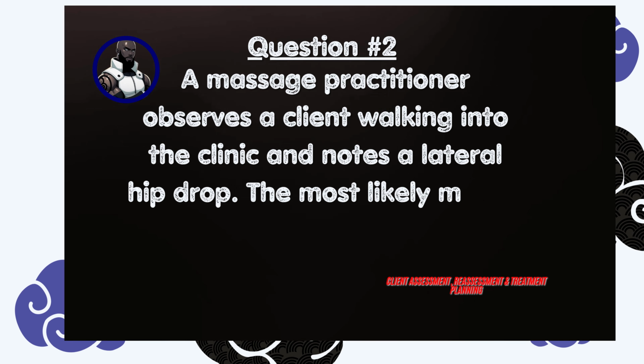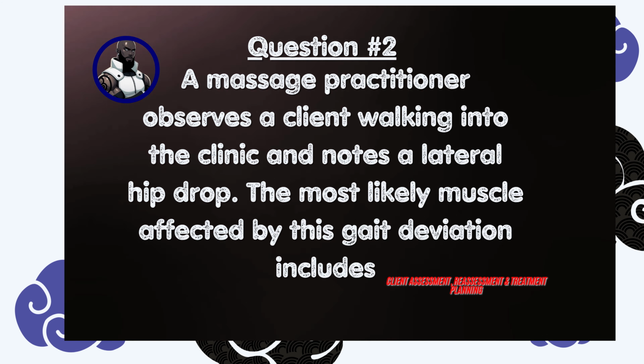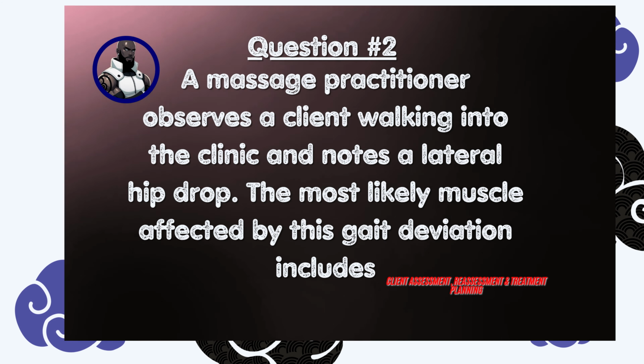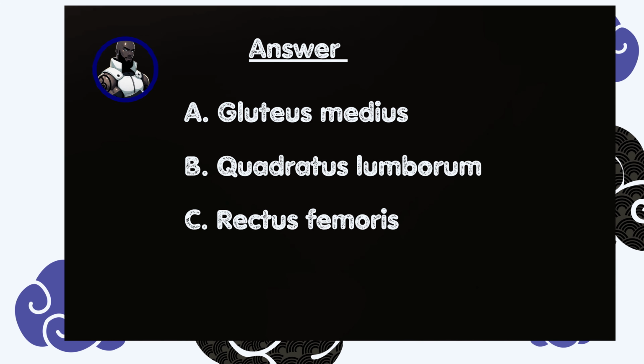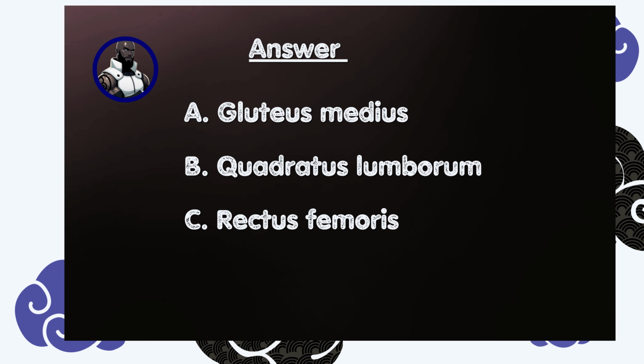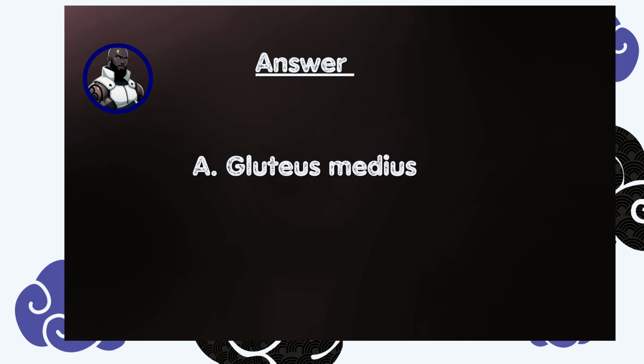Question number 2. A massage practitioner observes a client walking into the clinic and notes a lateral hip drop. The most likely muscle affected by this gait deviation includes: Answer: A. Gluteus medius. B. Quadratus lumborum. C. Rectus femoris. Answer: A.